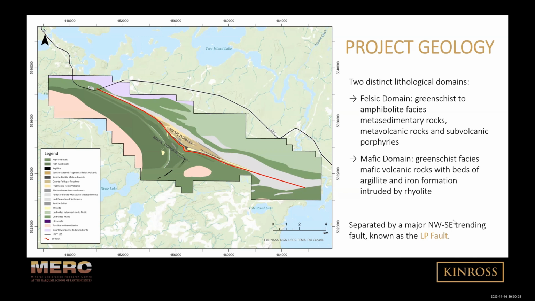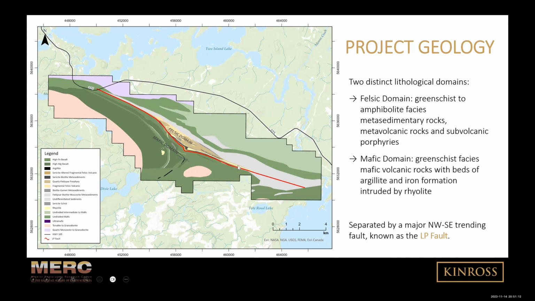On the project, we have the major northwest-southeast trending LP fault, which was named such after the 2006 Zhang and Calvert Lithoprobe study, which is what defined the fault in the first place. In the southern portion, we have the mafic domain, which was the unknown supercrustal assemblage. That's our greenschist facies mafic volcanics with beds of argillite and iron formation. But up to the north is where we see the felsic domain. That's where we're seeing our greenschist to amphibolite facies metasedimentary rocks, metavolcanics, and our subvolcanic porphyries.